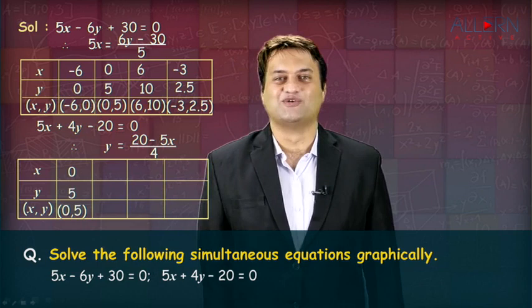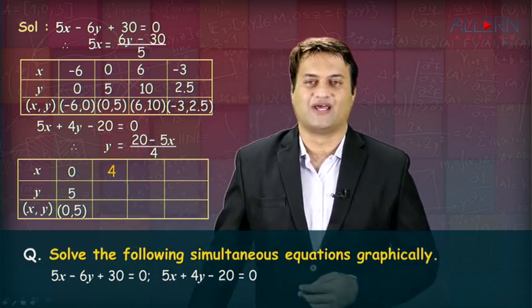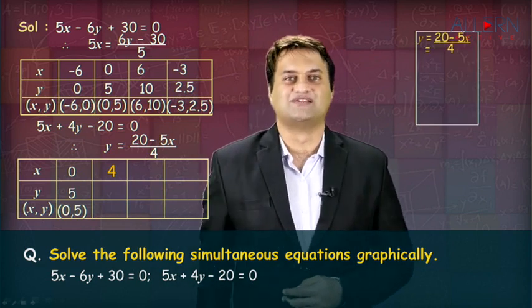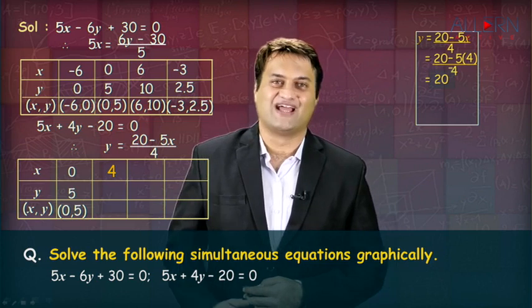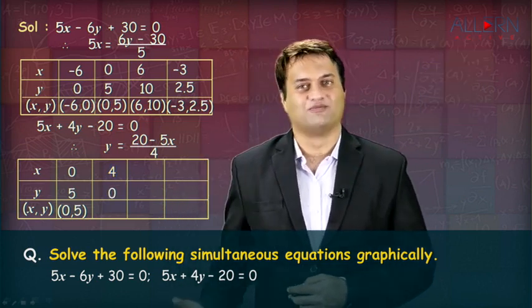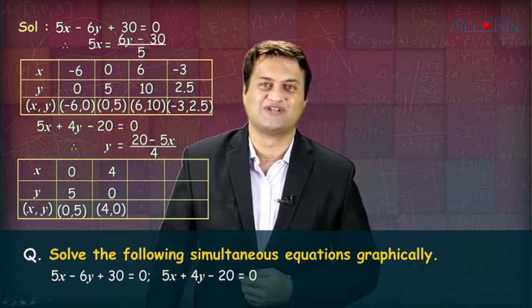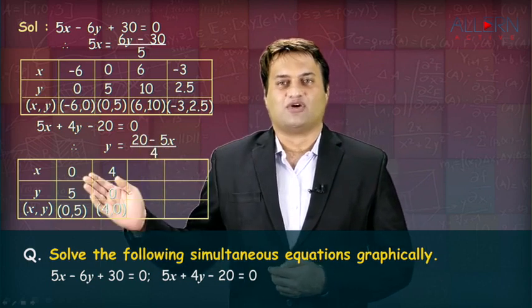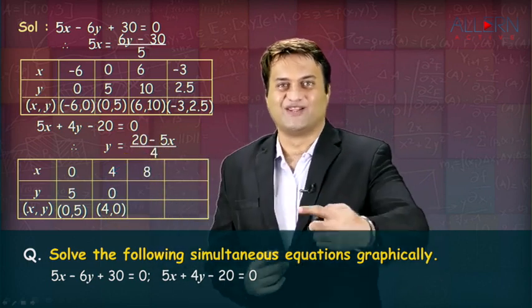Because x is equal to 0 is a valid assumption, next assumption will be 0 plus 4, that's 4, right? Let's assume x as 4, we get 20 minus 5 into 4 upon 4, that's 20 minus 20 upon 4, that's 0 upon 4, that's 0. X is 4, y is 0, the point is 4 comma 0. 0 done, 4 done, the next has to be 8, 4 plus 4, right? You go on adding the denominator.